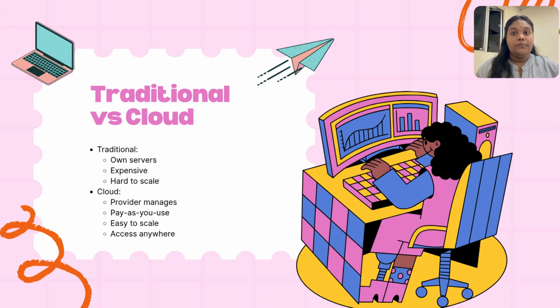Now I will explain the comparison between the traditional system and cloud computing. First, for the traditional system, organizations need to own and manage their own servers and hardware. This requires a high initial cost and regular maintenance. Also, it is difficult to scale. This means if the company grows, they need to buy more hardware, which is expensive and takes time.